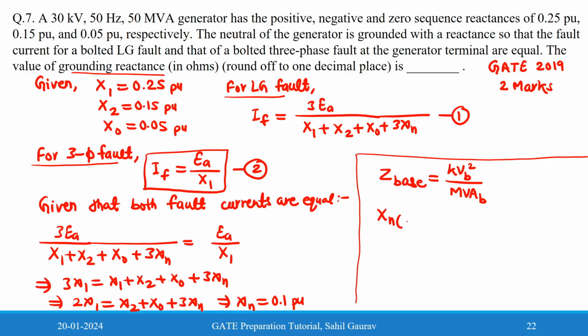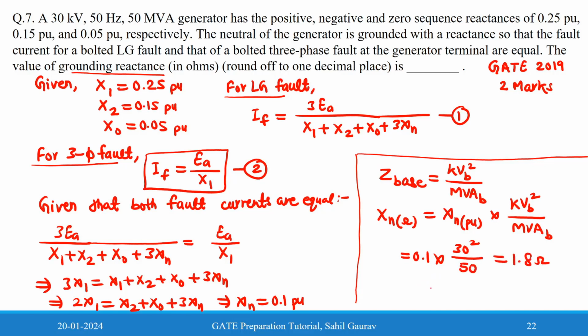So xn in ohm will be xn in per unit into kV base square divided by MVA base. So it is 0.1 into kV base is 30 square, MVA base is 50 MVA. So it will become 1.8 ohm. So the correct answer for this problem is 1.8, and they have given the range as 1.7 to 1.9.